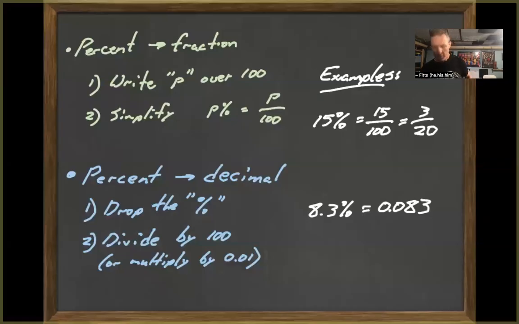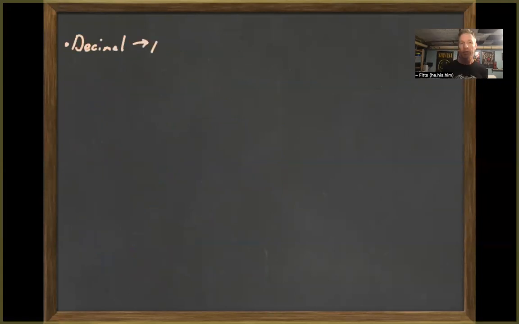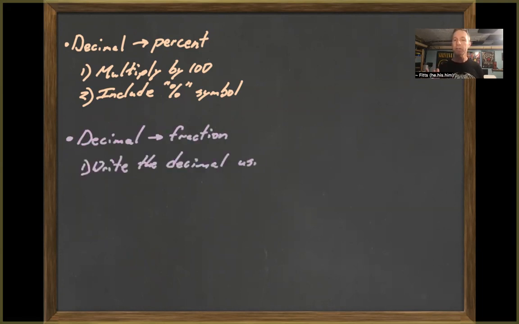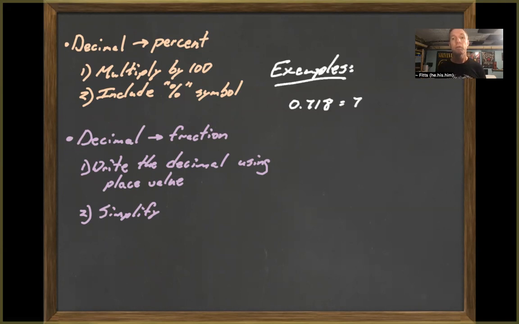Next up, decimal to percent. First we're going to multiply by 100, and then we're going to include the percent symbol. Easy. You're going to see an example. Decimal to fraction. This is a little trickier because you have to go back to your elementary school days and think about place value. So you're going to write out the decimal using place value and then simplify, or use your graphing calculator. So here are some examples. 0.718, that's my area code, is 71.8%.